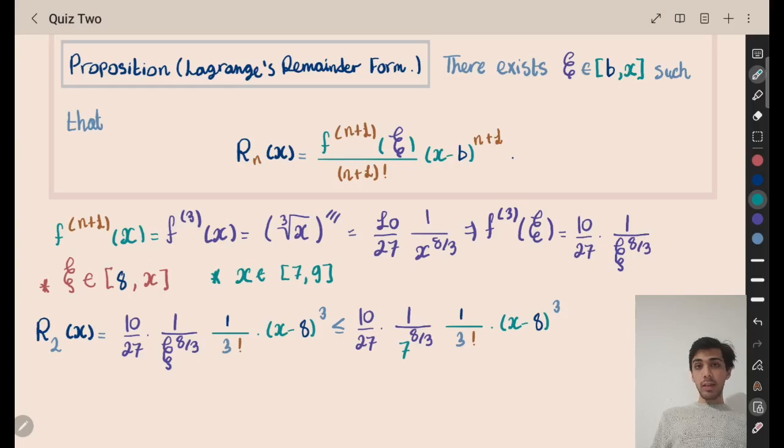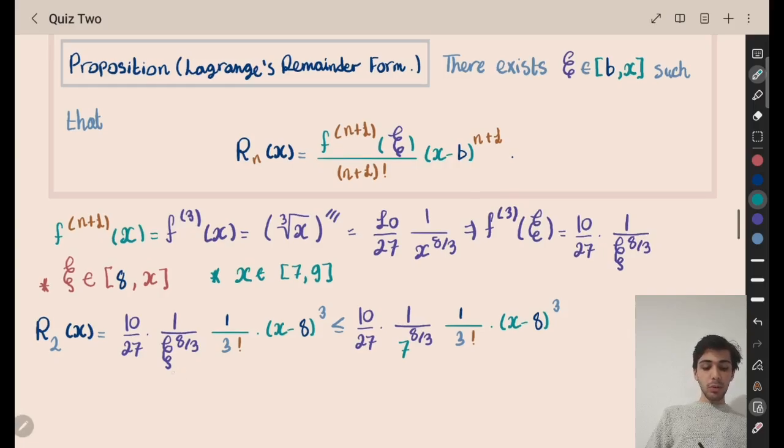Now, if psi is at least 8, then I can bound it by something that's smaller. If I divide by something that's smaller in the denominator, I get something that's bigger. And that's effectively what I've done. So I've divided by something that's smaller, this psi is greater than 7. And so when I divide by 7, I get something that's strictly greater than the other expression.